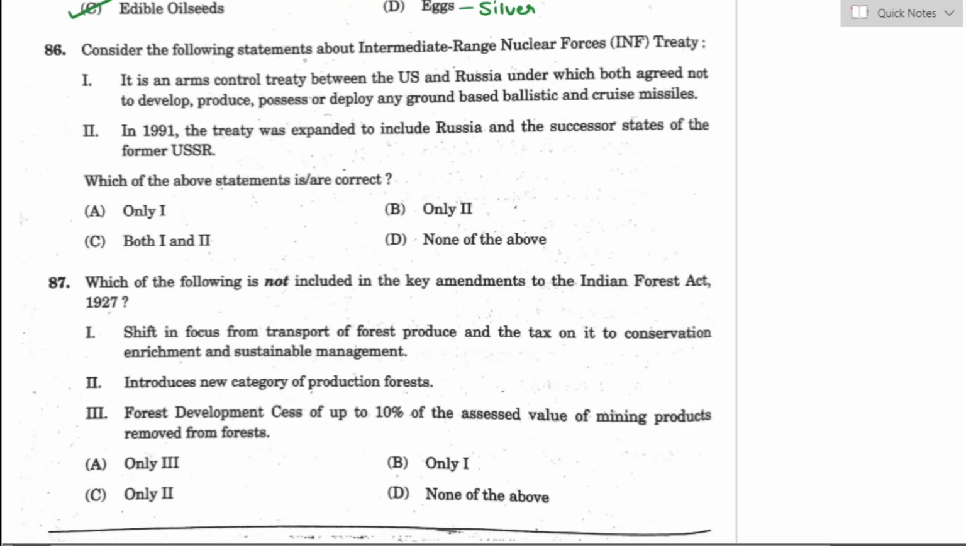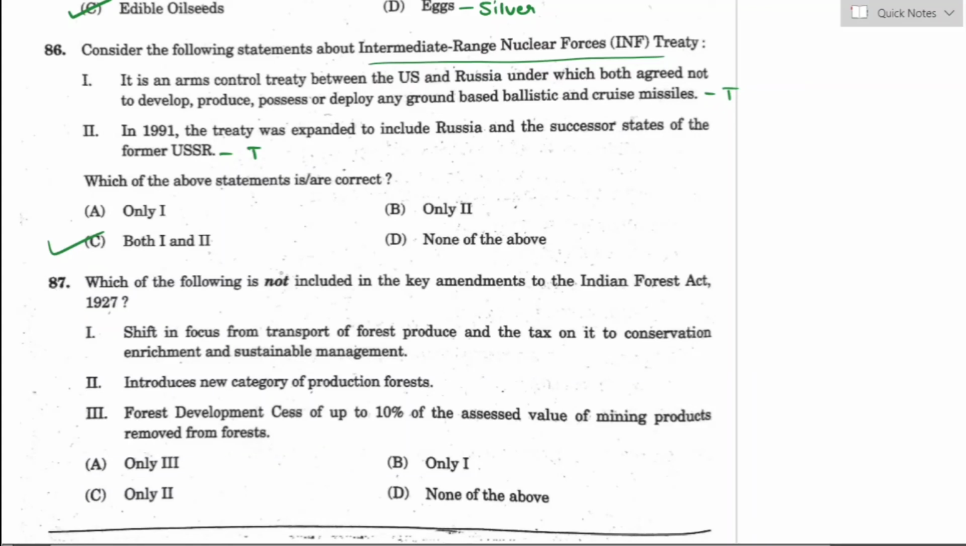Question number 86. Consider the following statements about the Intermediate Range Nuclear Forces Treaty. Statement 1. It is an arms control treaty between the US and Russia under which both agreed not to develop, produce, possess or deploy any ground-based ballistic and cruise missiles. This statement is true. Statement 2. In 1991, the treaty was expanded to include Russia as the successor state of the former USSR. This statement is also true. So both statements are true. So the right answer is option C, both 1 and 2.